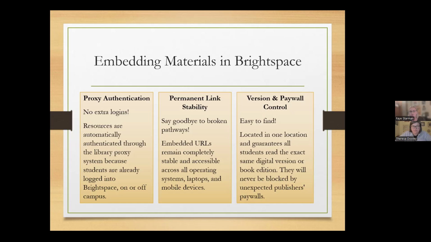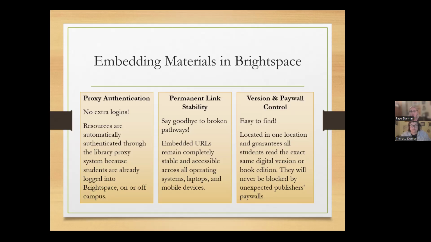The other is that the permanent link is more stable within our catalog. Each item in our catalog has its own URL. It's not the URL at the top of the page; it's within the record for each individual item. We call that a permalink. In a little bit, I'm going to show you exactly where to find that permalink to use for Brightspace. By using this, the link is stable. You don't have those broken pathways, and it'll remain stable across different operating systems, your laptop, and even your mobile devices.